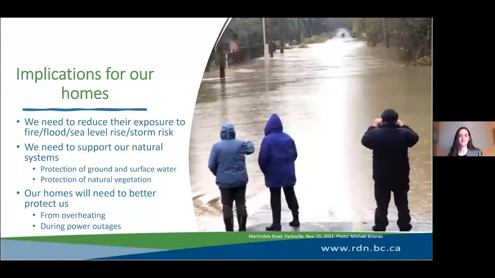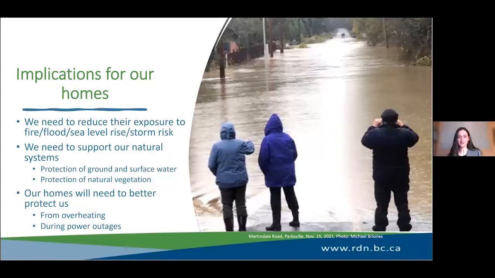So what do the future climate scenarios mean for our homes? Our homes face a higher likelihood of damage and safety risk. It means that we need to do a better job of maintaining the natural systems that buffer our homes from climate change, and we will need our homes to better protect us from more extreme weather events and their effects.